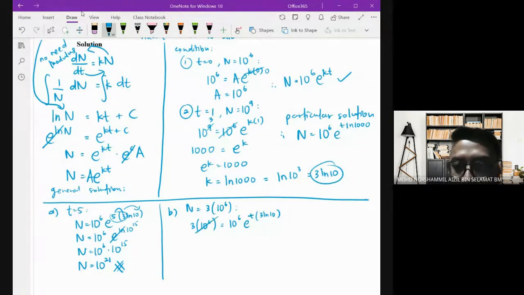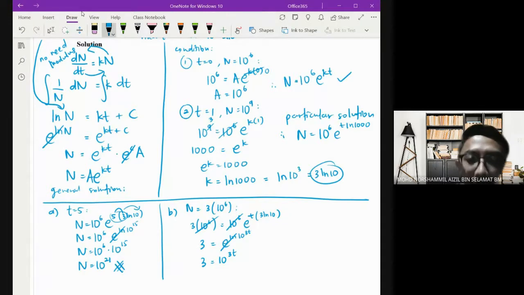Right, and then these two can be cancelled off. Boleh cancel off dah tu. Okay, lepas tu apa lagi nak bawa ni? 3T. So 3 exponential ln 10 all together power of 3T. So exponential and ln can be cancelled off. So 3 equals to 10 power of 3T.